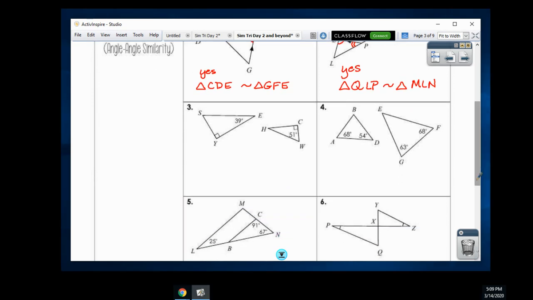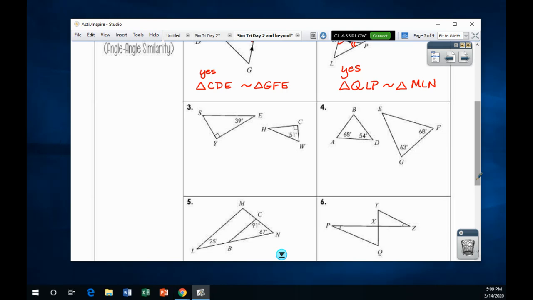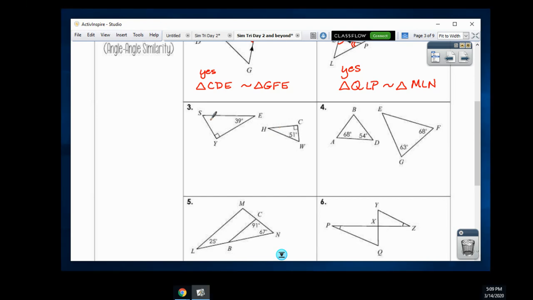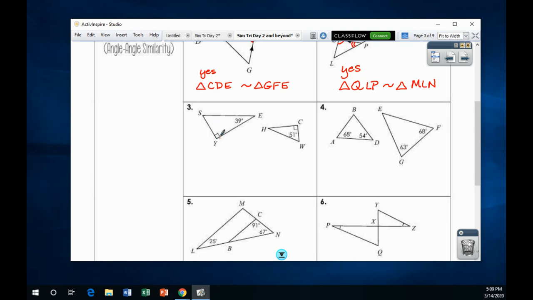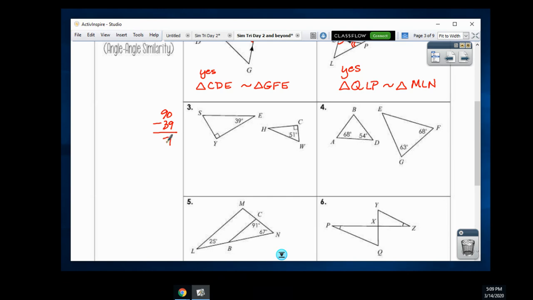All right, 3. This time we've got a couple of angles marked. Well, check it out. Angle Y and angle C are both congruent because they're both right angles. But then we've got 2 different angles, 39 and 51. So what we should do here is figure out what angle S and what angle H are, okay? So angle S is going to be, if I add 90 and 39 and subtract from 180, or if I just say 90 minus 39, that's going to be 51. So angle S is 51 degrees.